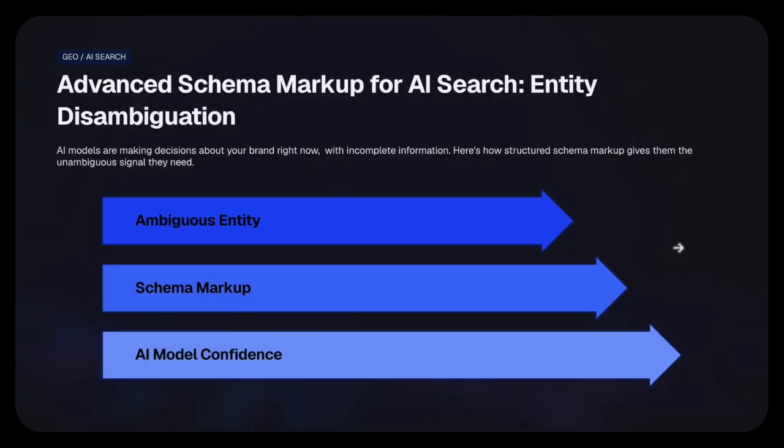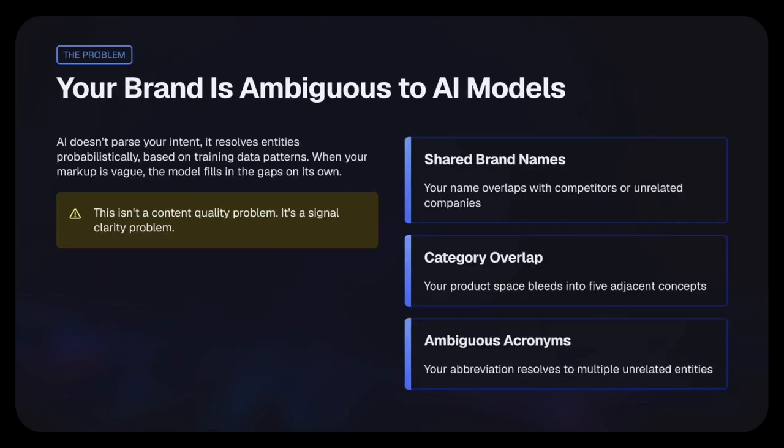So AI models are making decisions about your brand, and sometimes they're doing that without all the information they need. So we can actually leverage structured data in order to give them those signals to make sure that they really know who we are and what we do. So we're going to talk a little bit about ambiguous entities, schema markup, and how this can build model confidence.